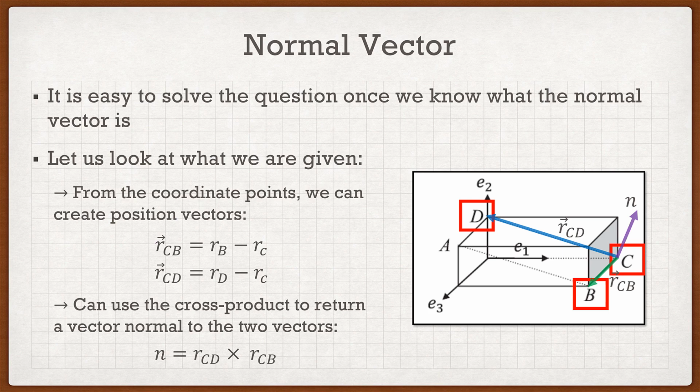Well, we use the cross product. As you guys remember, the cross product returns us a vector that is perpendicular to both of the vectors we cross. So in this case, our normal vector n is just simply going to be the vector RCD cross, so not multiplied, but cross RCB.